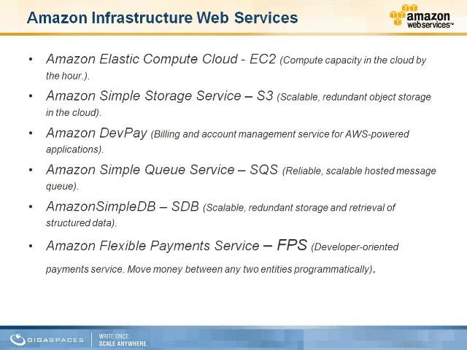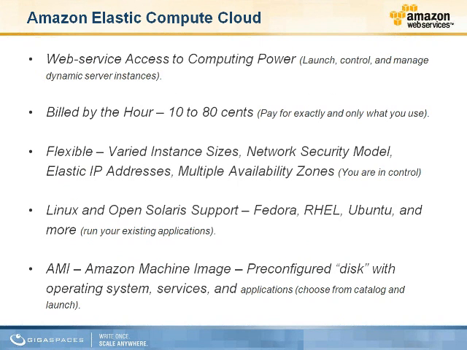Amazon SimpleDB is a scalable, redundant database in the cloud for storage and retrieval of structured data. And then the Flexible Payment Service is a developer-focused payment service. Using the FPS APIs, you can actually programmatically move money between any two entities, be those humans or computers or bank accounts. Let's move to the next slide, please.